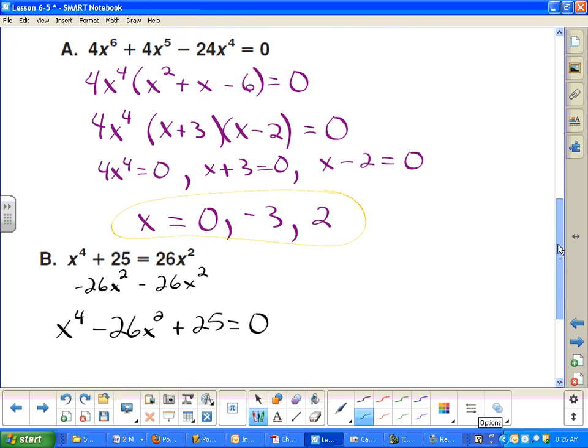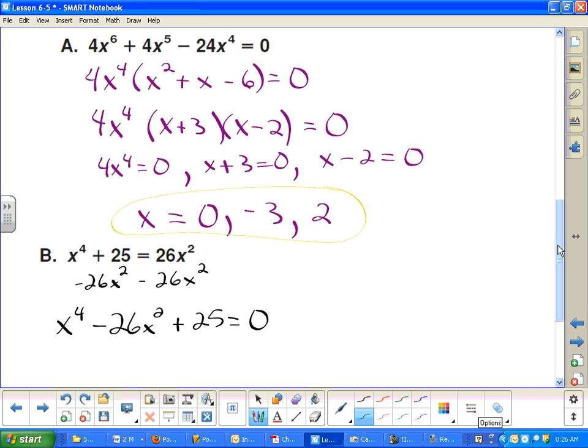Now, some people have a hard time factoring this kind just because it has x to the fourth and x squared there. Okay? Well, it's actually the same as factoring that x squared plus x minus 6. The only difference is that we're using x to the fourth and x squared. The point is, let's take a look at this x squared plus x minus 6. Okay? In this situation, we had x plus 3 and x minus 2.